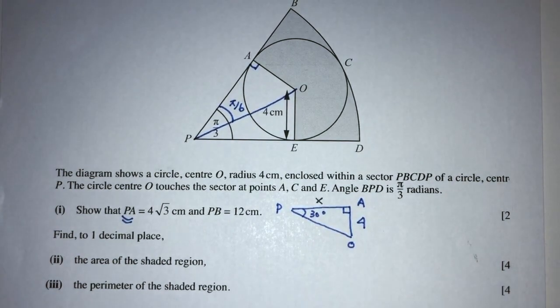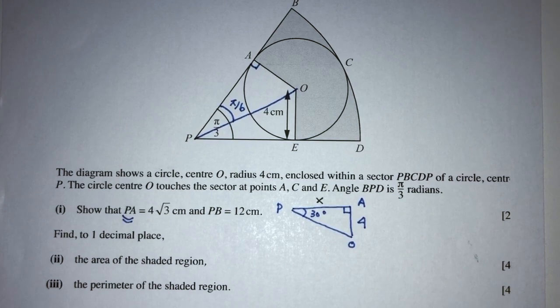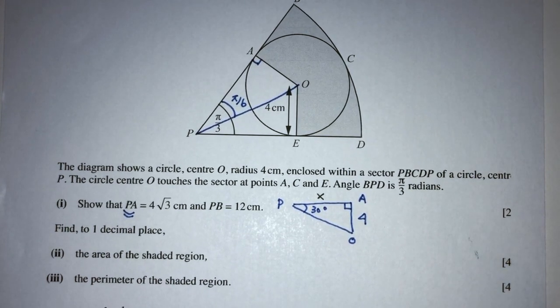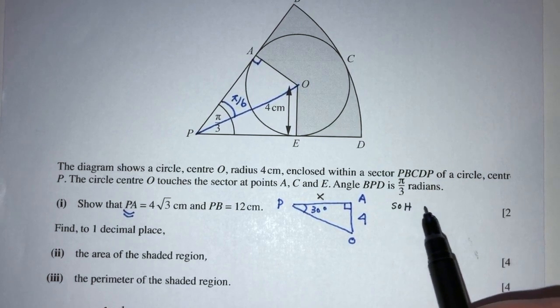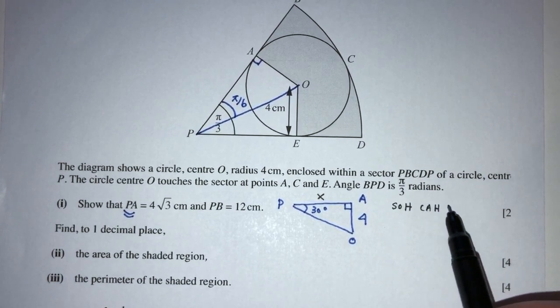Let's call this PA, let's call this x. So how can you find x? As you can see, we have a right angle triangle. We know one side, we want to find the other side, and we know one angle. We can use SOHCAHTOA, right?